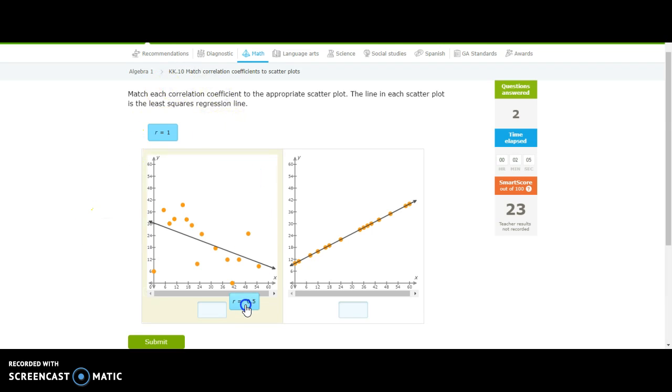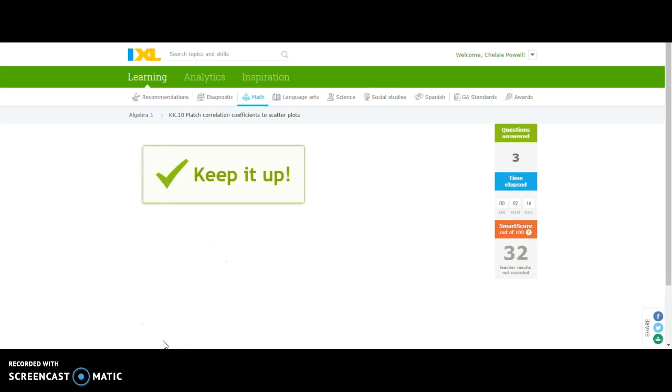Hopefully by now you're seeing the gist of how we're matching these up. If they're super close together, that means your correlation coefficient is close to a value of 1, or -1 if the data is negatively related.